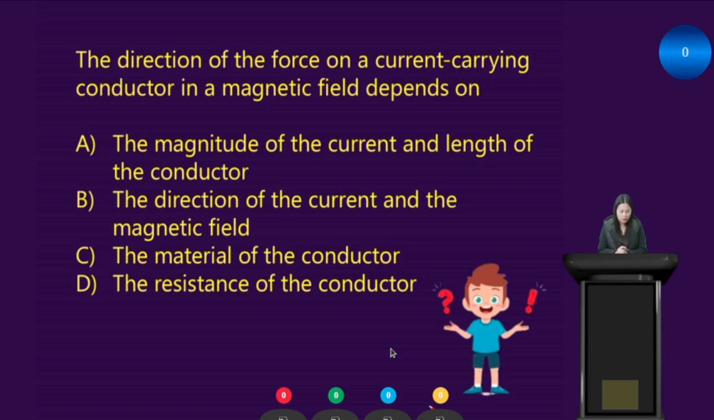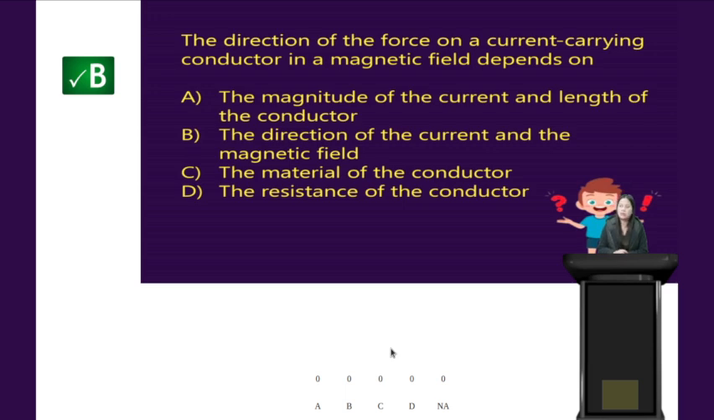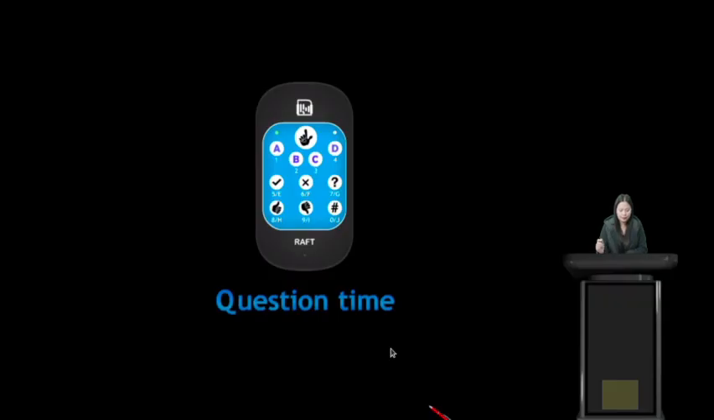Option D, the resistance of the conductor. Alright students, your time is up, and yes, very good. We have seen that the direction of force on a current carrying conductor in a magnetic field depends on the direction of current and direction of magnetic field. So the correct answer for this question is option B, that is the direction of the current and the magnetic field.